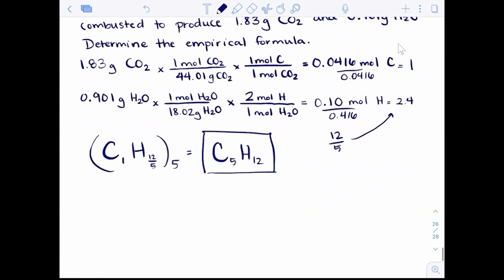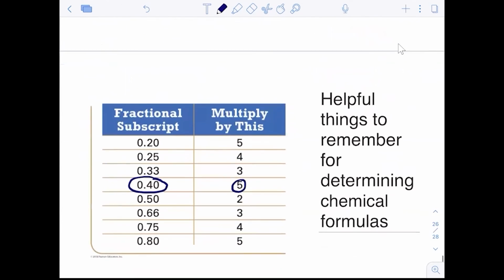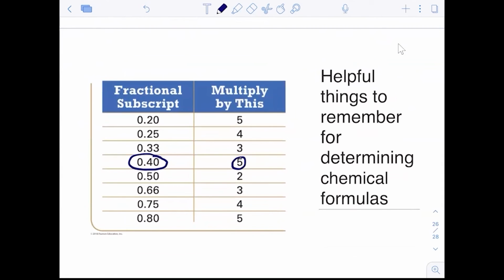This chart is in your textbook. It's very, very helpful so that you can remember or start to recognize the fractional subscripts and know what to multiply by. Why we are multiplying by 5 is because it's a multiple of the 5th. 12 over 5 is 2.4. You can think about this as 1 over 5, 2 over 5, 1 over 4, 1 over 3, 1 over 2, 2 over 3, 3 over 4, 4 over 5.